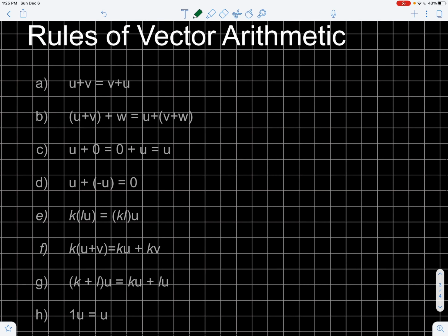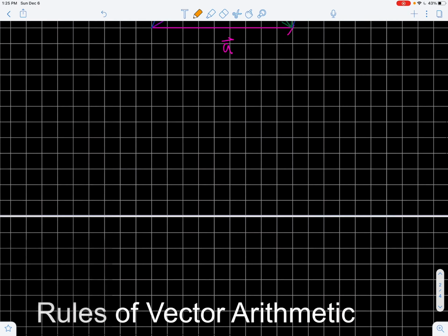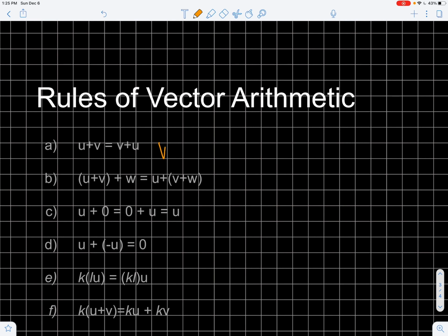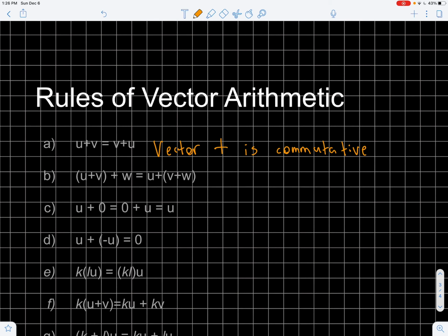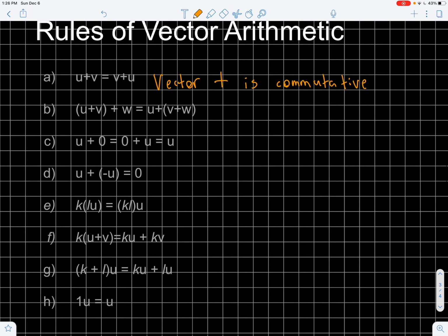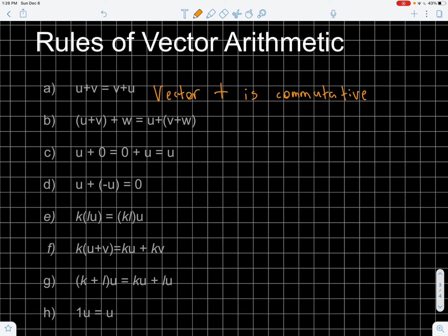Cool. All right, now down to the actual rules. Vector u plus vector v equals vector v plus vector u. We just talked about that with our little parallelogram. That is to say that vector addition, I'll do a plus sign, is commutative. Order does not matter. And I'm going to give these without proof. If you want to prove these to yourselves, they're all fairly straightforward, but I think you guys will just take me at my word.